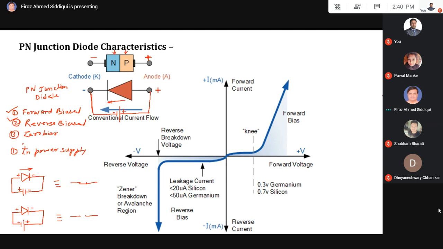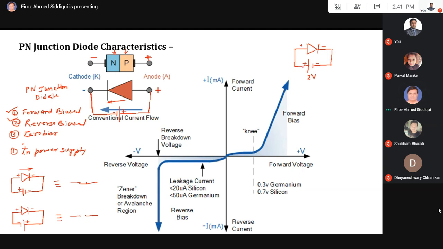For example, say this is the diode, and this is the positive terminal and negative terminal, and if we connect it across a battery like this, in which the positive terminal of the battery is connected to the positive side of the diode and the negative terminal of the battery is connected to the negative side of the diode. And let's say the battery is of 2 volts.